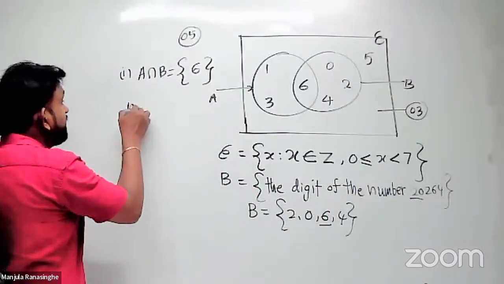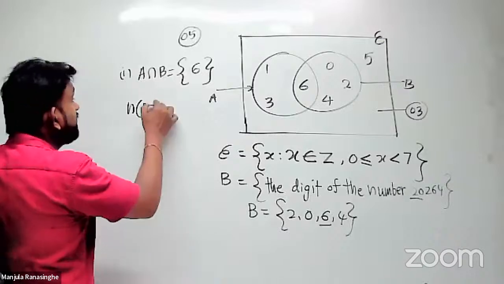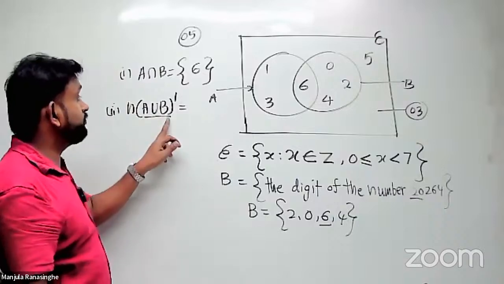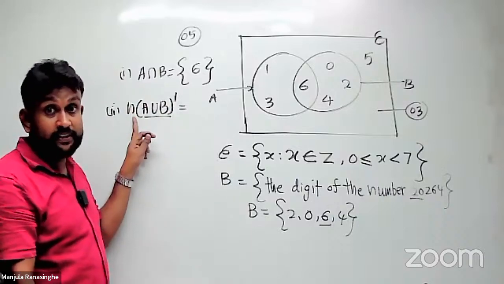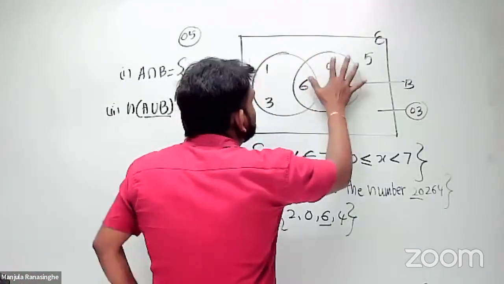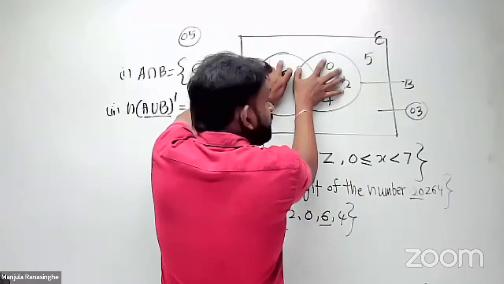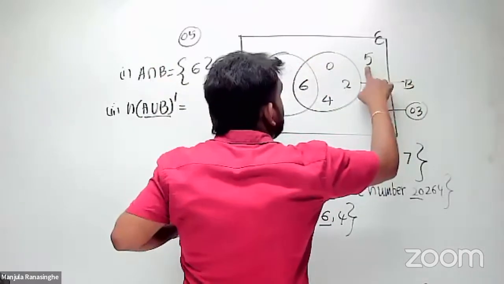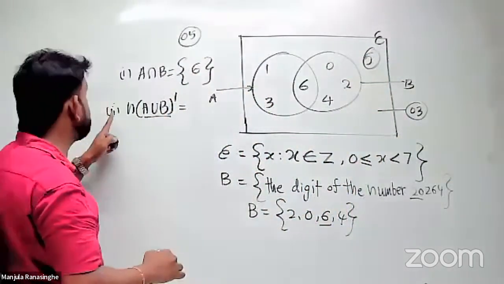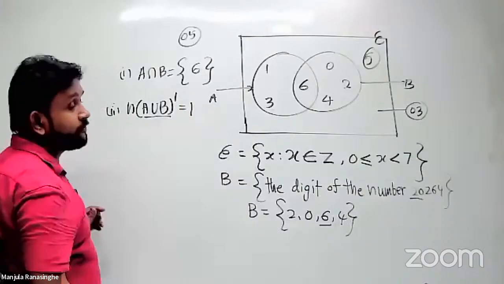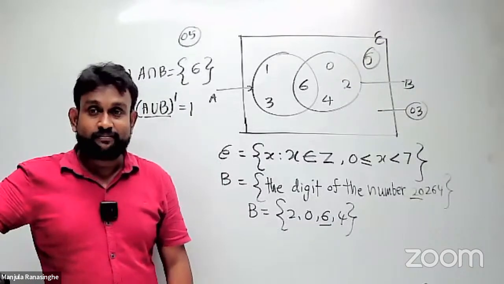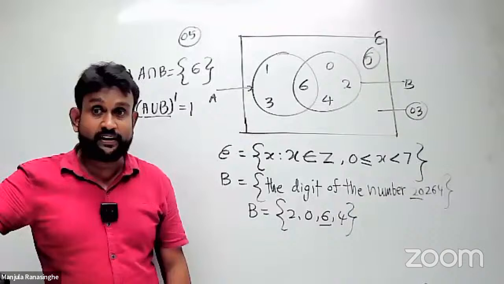Then they're asking n(A union B) complement. This was not printed in the paper. A union B complement, the number of elements of that. So now how to find it? Just find A union B, the sum of these two sets. Complement means outside of that. So how many elements are in the complement? Only 5. That means 1 element. n means the number of elements. You have to mark 1. We cannot give marks for this question because the symbol is missing. Right?